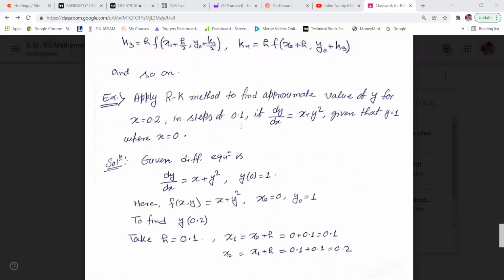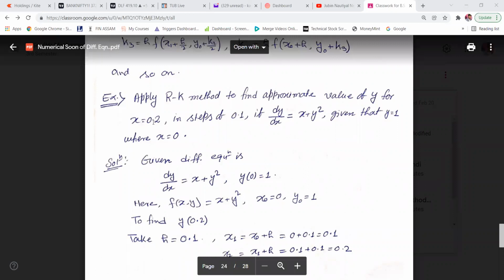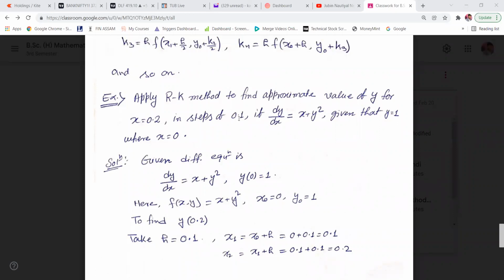Now see one problem. Apply the RK method to find the approximate value of y for x equal to 0.2 in steps of 0.1. Steps of 0.1 means it has given the value of h, that is 0.1. And if the value of h is not given, then you do the same thing.